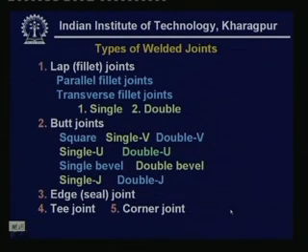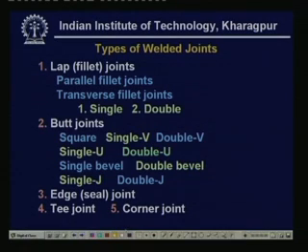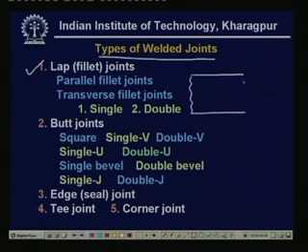Now, let us come to the design part. Here, of course, we have the types of welded joints. Now, we have a few types. One is the lap or fillet joint. Here the structure looks like this. Suppose we want to join two metals. And this is one metal which is to be joined to the other metal.